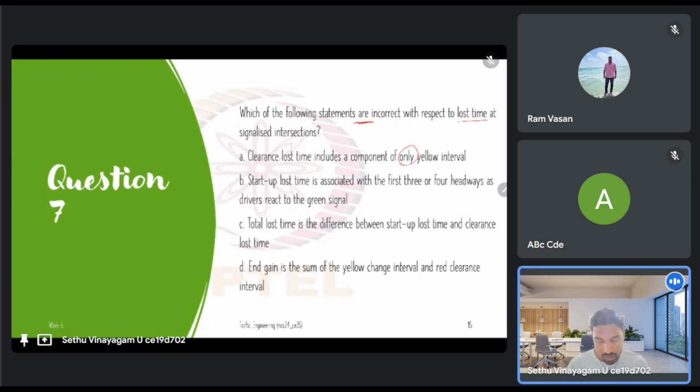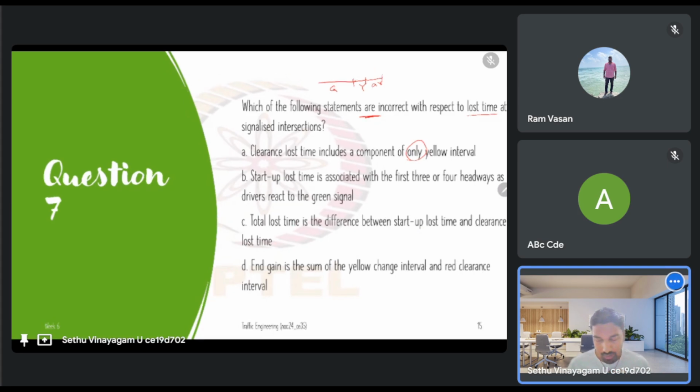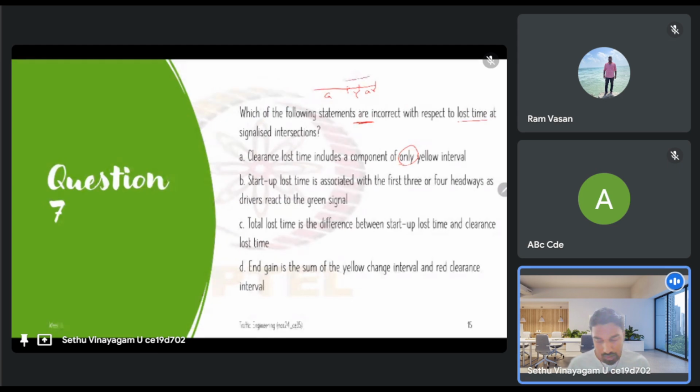Why? So what happens? You have the green interval. Then you have the yellow or the change interval, and then you have the all red interval. Okay, so where does this clearance loss time occur? It happens at the end of your green phase, right? So this portion is available for the vehicle movement, right? Vehicles can still move through the intersection during the yellow period and the all red period, but not all of this yellow plus all red period is utilized.